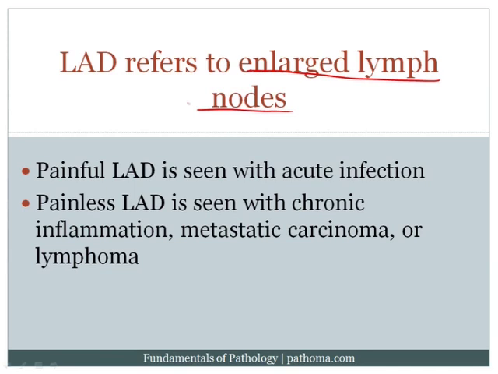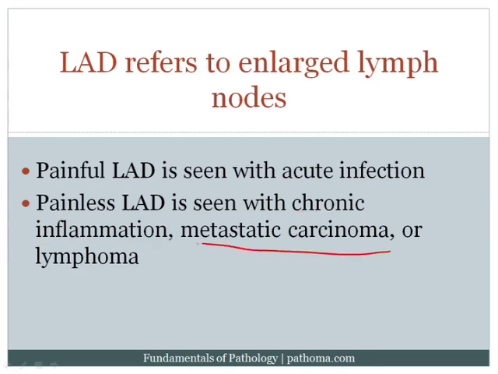For example, let's say that the patient has a strep throat. The lymph nodes in the neck will then be enlarged and they will be painful. So that would be called painful lymphadenopathy. At the same time, it is also possible to develop a painless lymphadenopathy, and the differential diagnosis for painless lymphadenopathy includes chronic inflammation. So for example, autoimmune diseases often have painless lymphadenopathy associated with them.